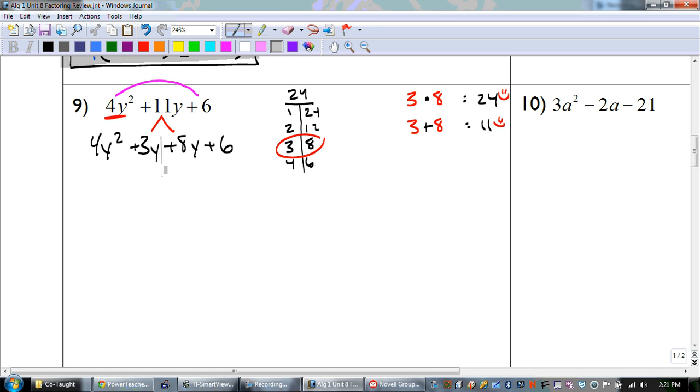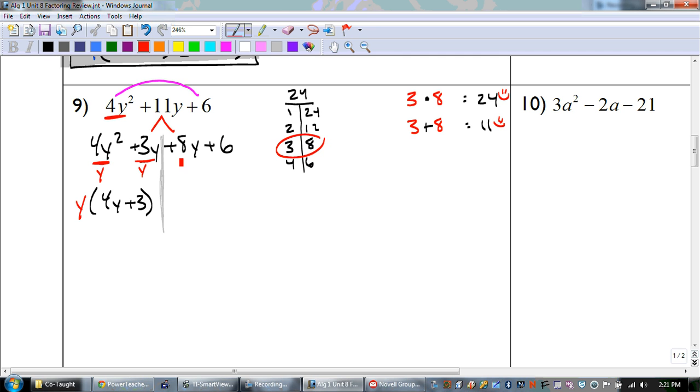Okay, so we're going to draw the line. And now I have to take the GCF of the first group. What goes into both 4y squared and 3y? Well, the only thing I see is a variable. So my variable comes out front, and then I'm left with 4y plus 3.